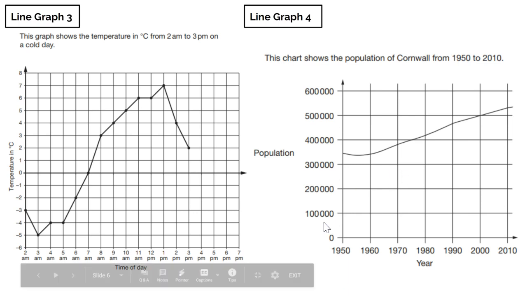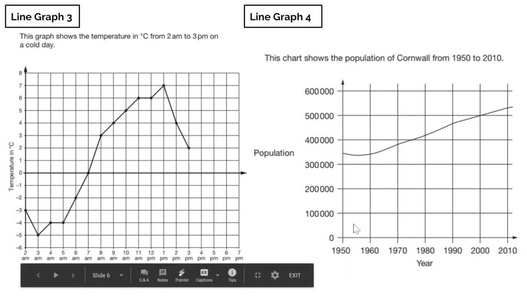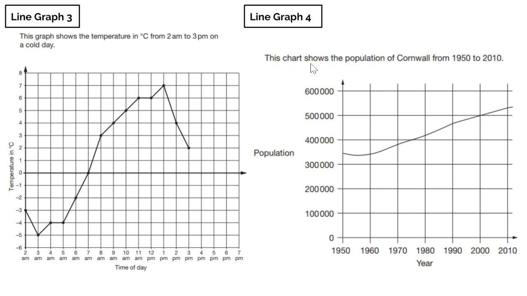In this case, this is showing the change in population over every 10 years. So how the number of people is changing. Oh, look, sorry, here's the title. This chart shows the population of Cornwall from 1950 to 2010. Cornwall is a place in England, and it shows the difference. So look, it's gone up from 1950 to 2010.